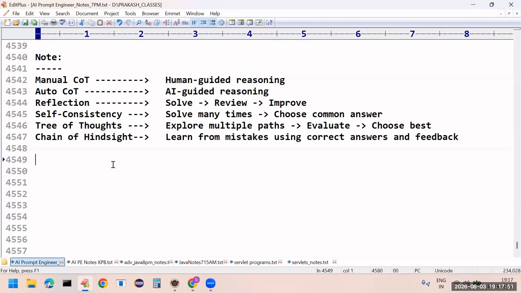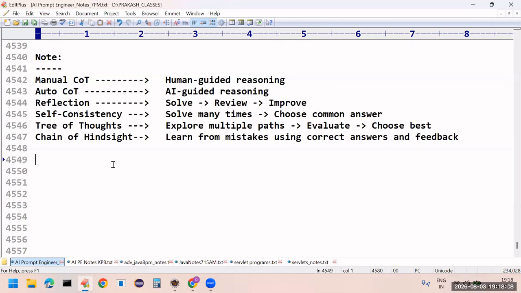Tree of thoughts: for the given problem, multiple paths will be there. You have to explore those multiple paths. If the correct answer is not coming, you can remove that branch and choose the best.